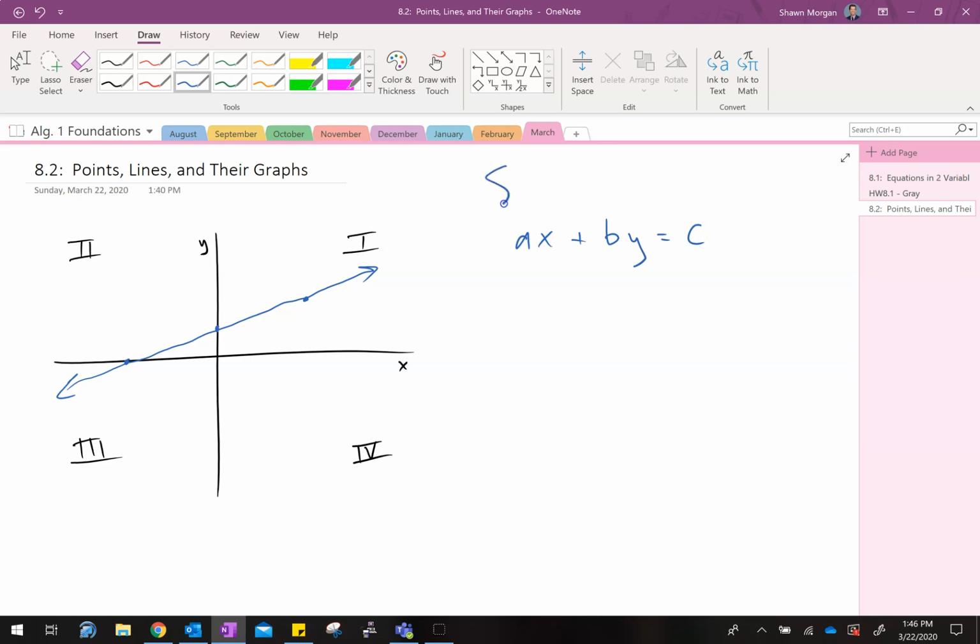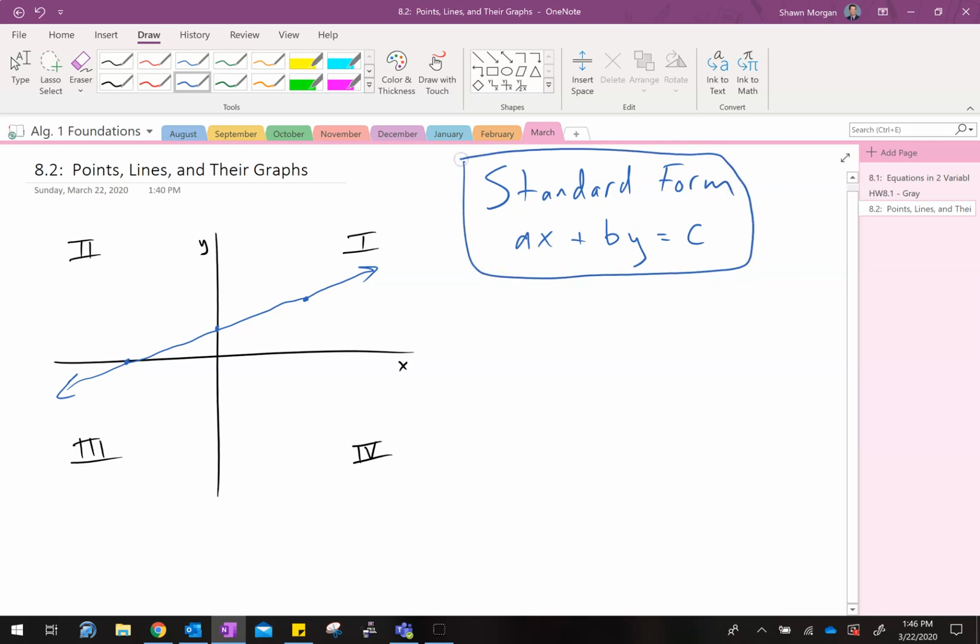This is what's known as standard form of a linear equation. And this is something that you most definitely want to memorize. Ax plus by equals c. And that is where a, b, and c are real numbers, and I have a little bit of a looser interpretation on it than most texts.